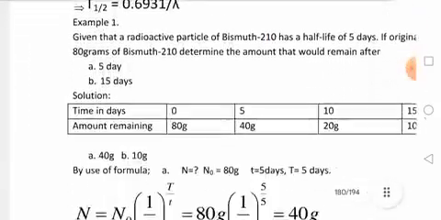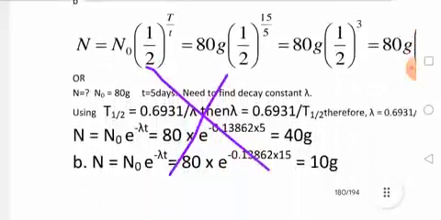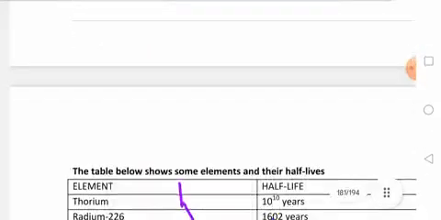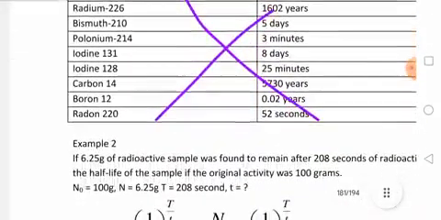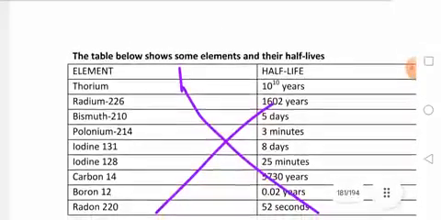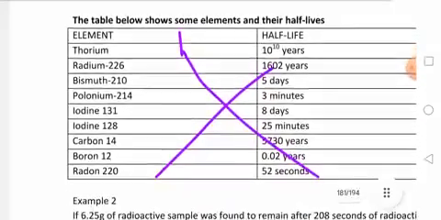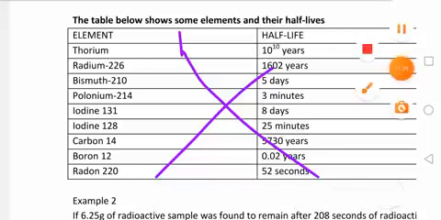The table below shows some elements and their half-lives. That table just indicates some elements, for example thorium, 10 to the power of a lot of years, and so on and so forth. Simple calculations all over, and also a graph.